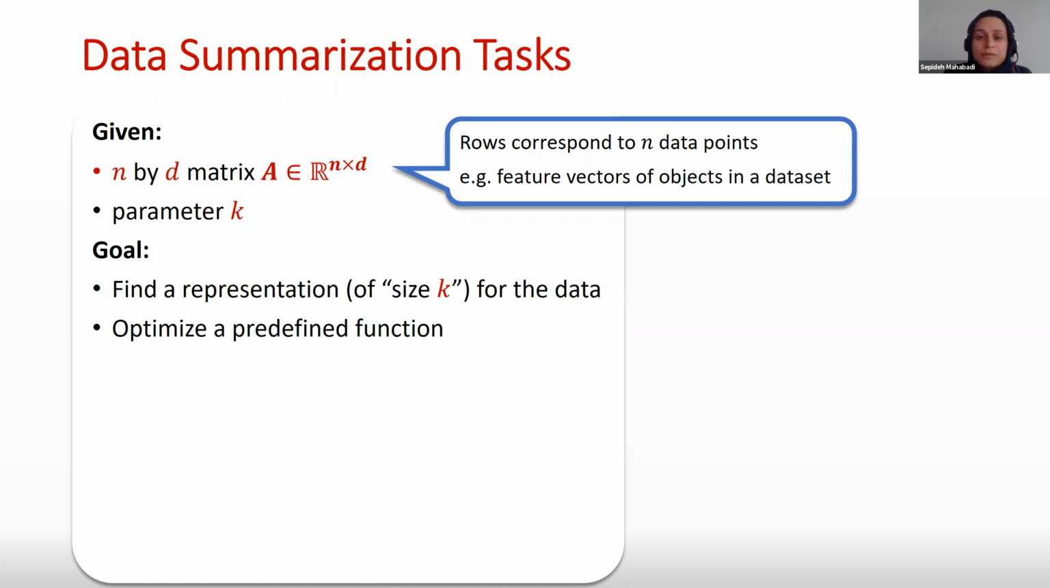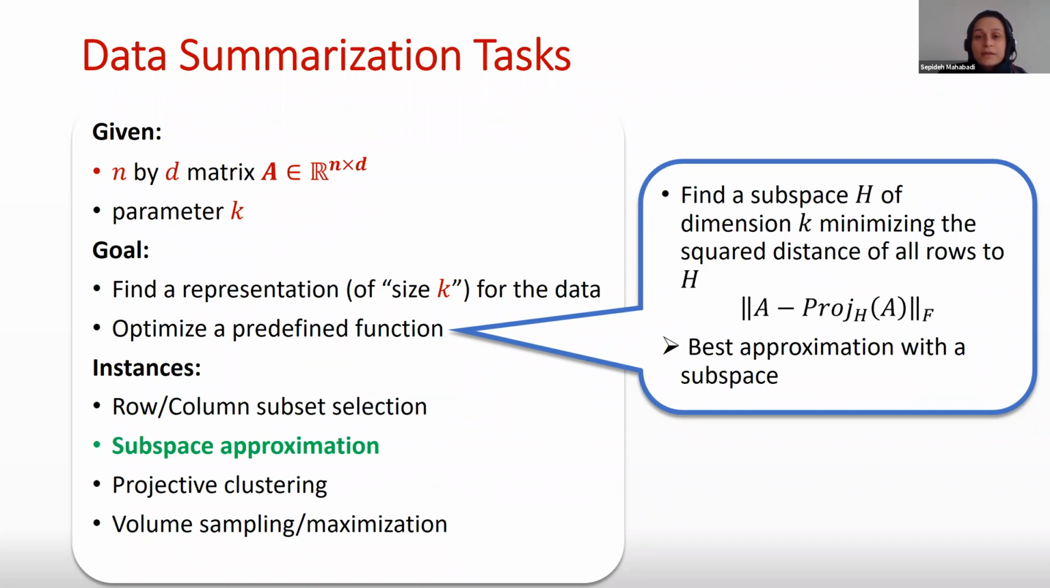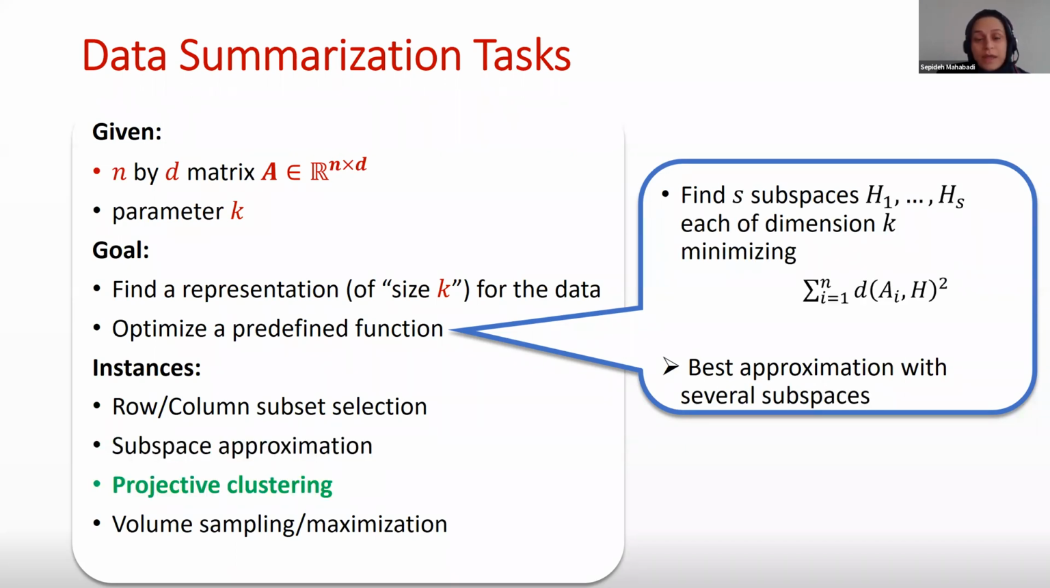So many standard problems fit into this category. For example, in the row or column subset selection problem, the goal is to find a subset of rows of size k that best approximates this data. What do I mean? I mean that the total distance of what you have not picked from the subspace spanned by the rows that you have picked should be minimized. In the subspace approximation, the goal is to find a subspace of dimension k that best approximates the data, again minimizing the sum of the squared distances of all the rows to the subspace. In projective clustering, you want to approximate it with, let's say, s subspaces of dimension k, and so on.